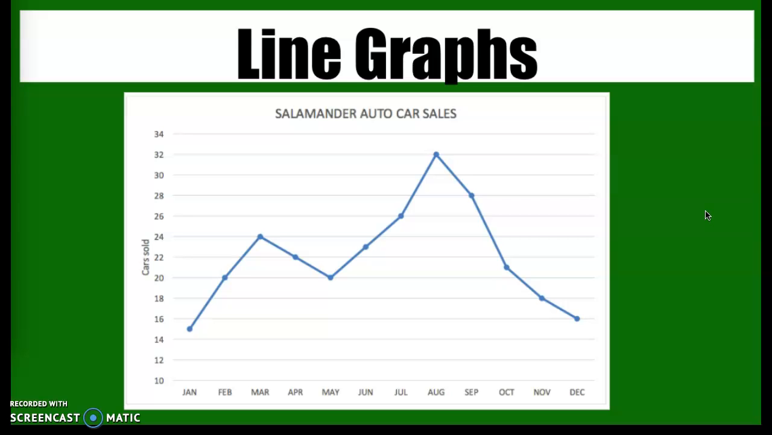And so they would make another dot, and then you would draw a line from the first dot to the second dot. What this graph shows is changes throughout the whole year in how many cars were sold. And we can look and easily see when were the most cars sold. And that is the very top here.